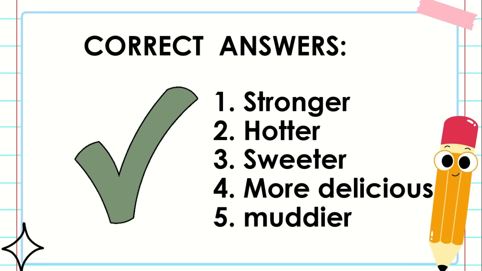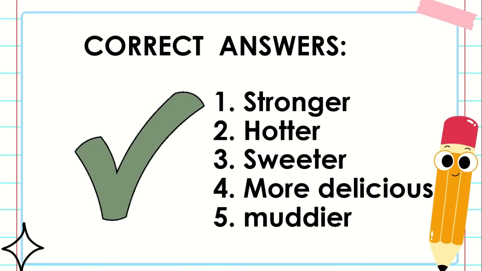Here are the correct answers. For number 1, stronger. 2, hotter. 3, sweeter. 4, more delicious. 5, muddier.